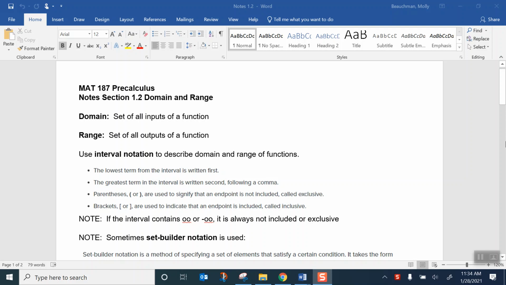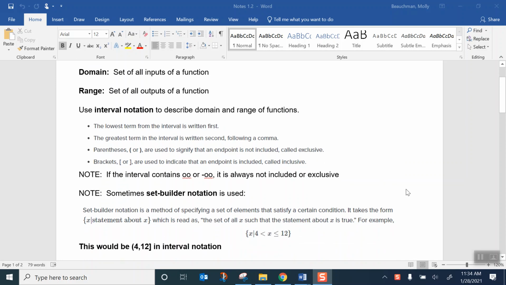We're going to take a look at section 1.2, domain and range. So recall that the domain is the set of all inputs of a function and the range is the set of all outputs of a function. We use interval notation most of the time to describe domain and range of functions.